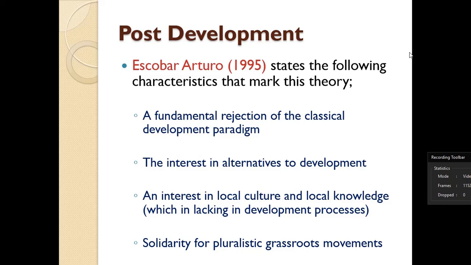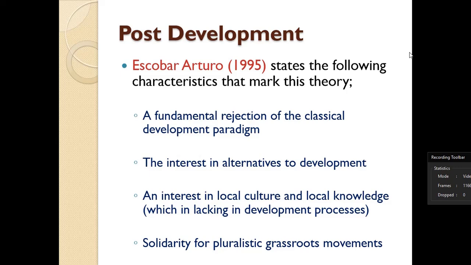So Arturo Escobar, who is actually the main thinker of post-development, states the following characteristics that mark this theory: that the theory is a fundamental rejection of the classical development theories. It is an interest in the alternative. It champions alternatives to development, rather than looking at the Western way of development. It has interest in local culture and local knowledge, of course, which lacks in the other development processes, because we have seen that they reject the traditional way of thinking and so on.